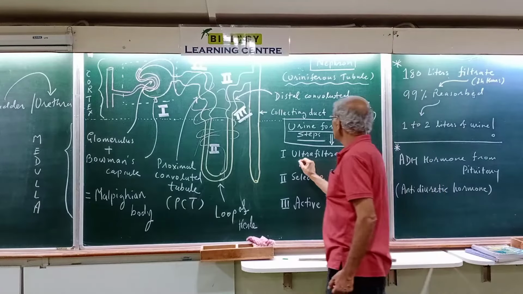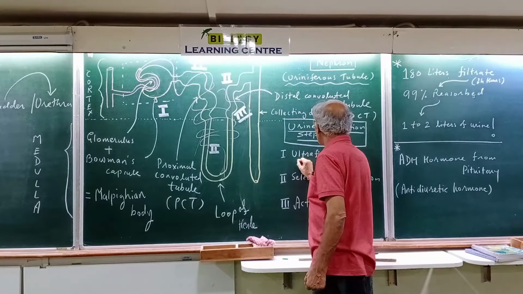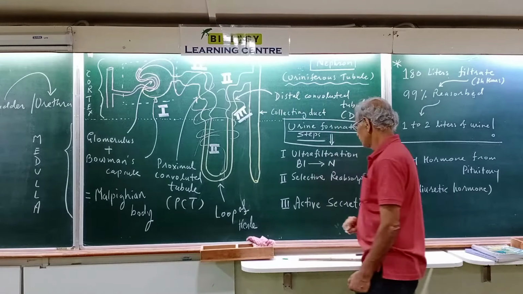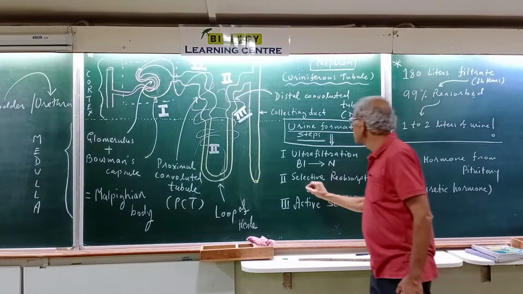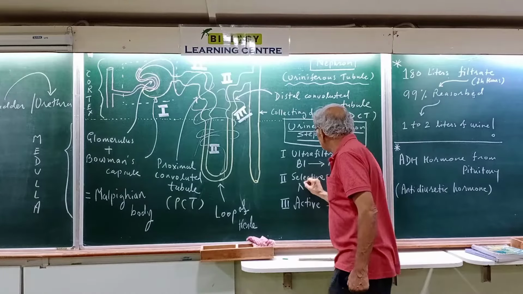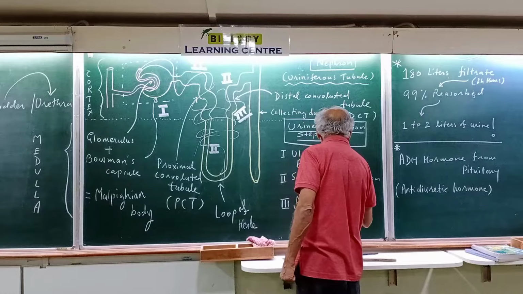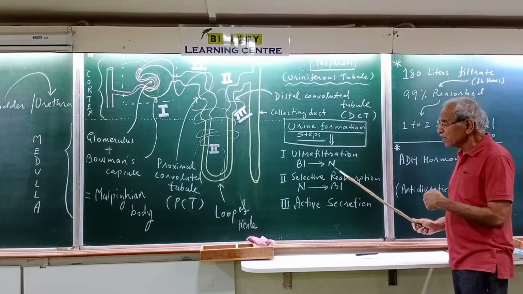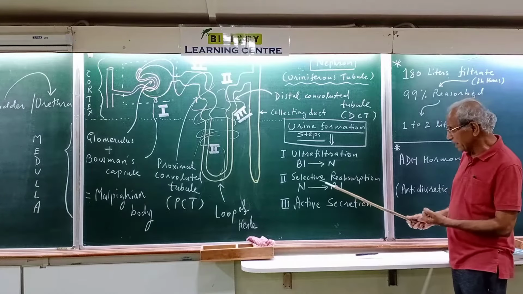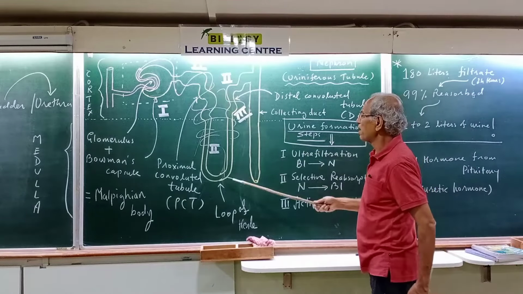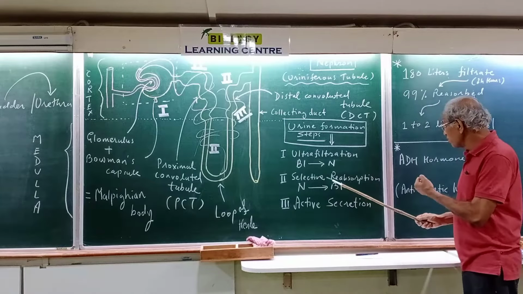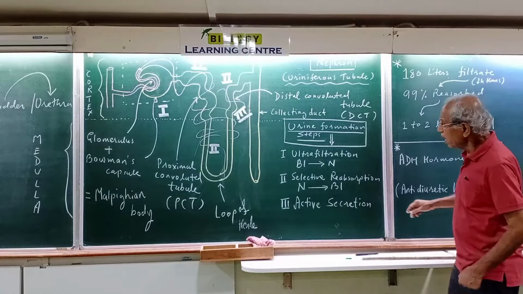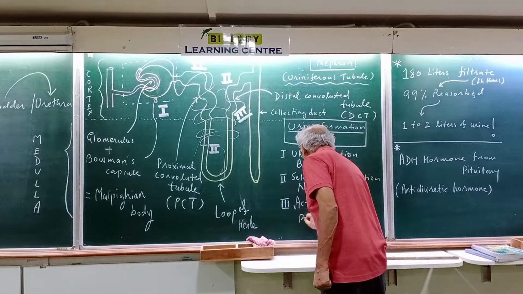What is ultrafiltration? Blood to nephron. What is selective reabsorption? From nephron back to blood. Why? Because many things which are filtered were useful, and it is necessary that they return back. So in the second step, which mostly operates here and partly here, the good things from the filtrate are taken back into the blood. And then what is active secretion? Again from blood to nephron.